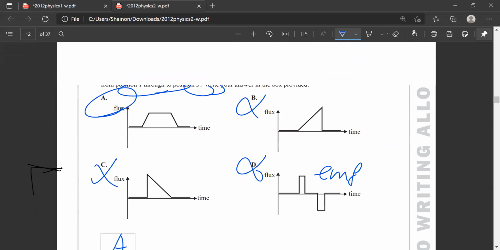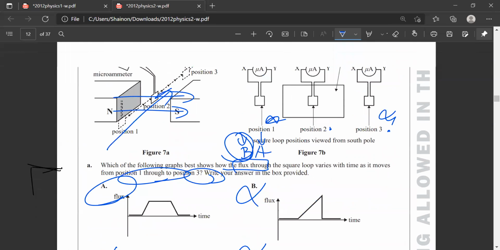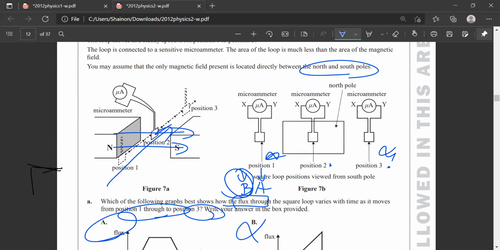So going from here to here, from 2 to 3, it's going to have a lot of magnetic field, then it's going to be 0, so that's going to be like this. That's the change, and according to Faraday's law, it's going to oppose this change. It's going to go to the right again. It wants to increase it again.